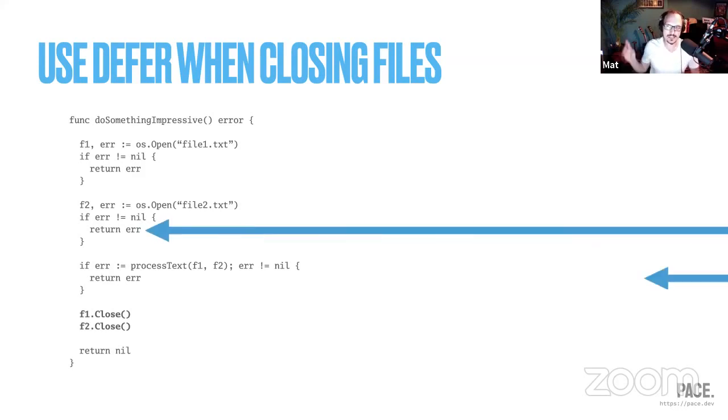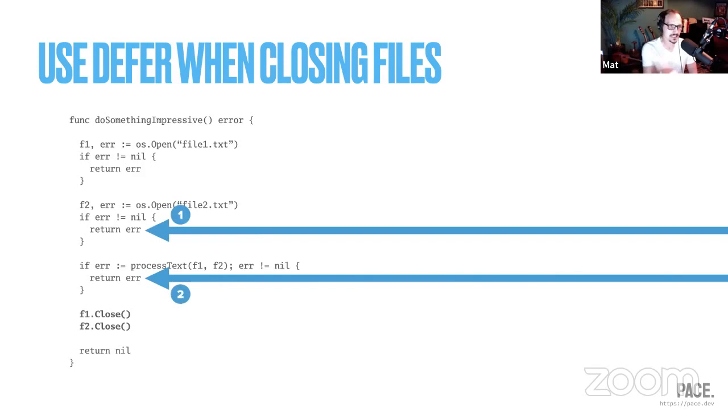But watch out, as these very long arrows will point to, there are a couple of places where we could leak file handles, or we could not close files. And it is important to close files because it's a resource that the system gives you. You need to respect that and be a good citizen on this computer and give back, free up those resources. So in number one there, if that second file fails to open, we're just going to return the error. What we've done then is left that first file open. And in the second case, if something goes wrong processing the text, we'll actually leave both of those files open when we return that error.